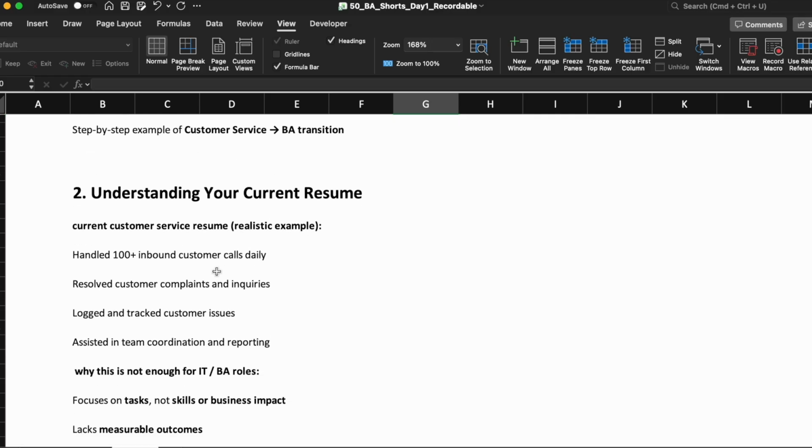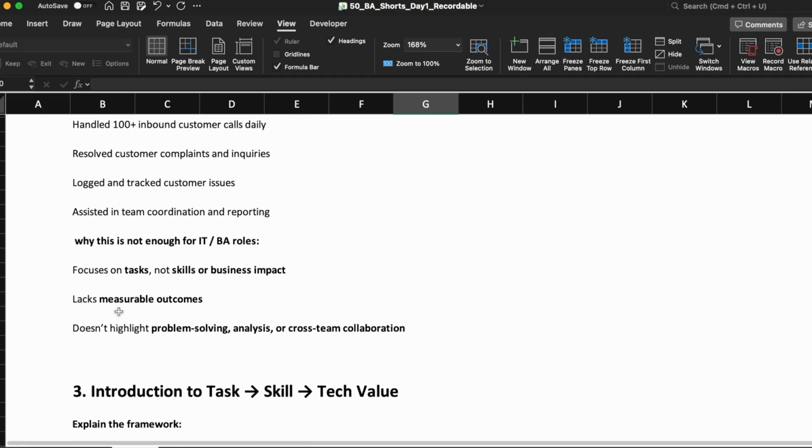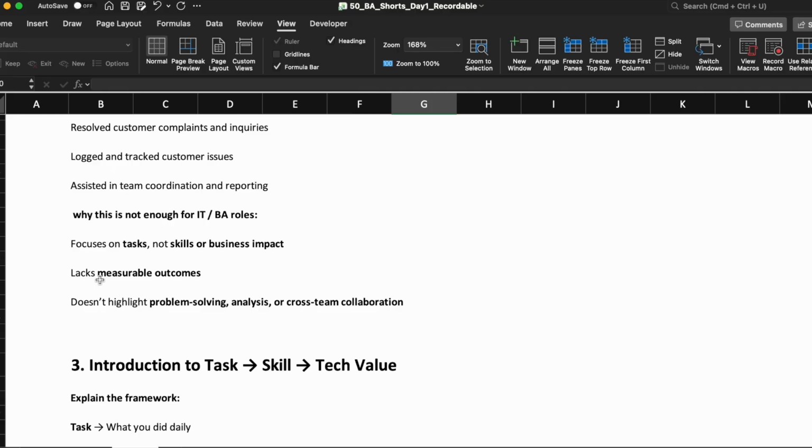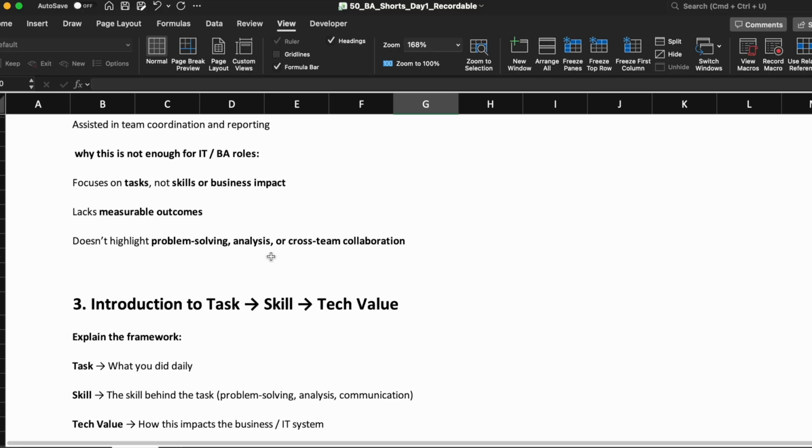So let's take the current job responsibilities: handled 100 inbound calls, resolved customer complaints, logged and tracked customer issues, assisted in team coordination and reporting. These are lacking measurable outcomes, and I'm going to show you how you can add measurable outcomes. It also doesn't highlight problem solving, analysis, or cross-team collaboration. These are very important keywords when you are applying for a business analyst role.